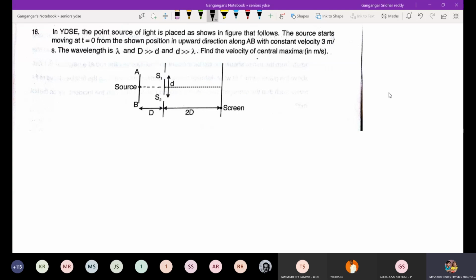along AB with a constant velocity of 3 meters per second. The wavelength is lambda, and D is very much greater than d, and d is very much greater than lambda. Find the velocity of the central maxima. The central maxima will be there initially here. He's asking what is the velocity of this central maxima.